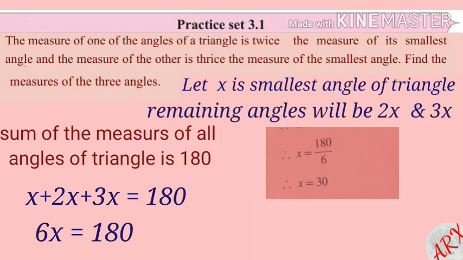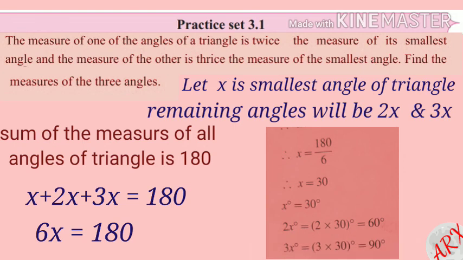Now 2x equal to 2 into 30 equal to 60 degree. 3x equal to 3 into 30 equal to 90 degree. Hence, the measures of the three angles of the triangle are 30 degree, 60 degree and 90 degree.